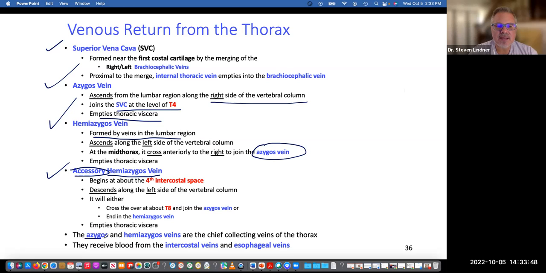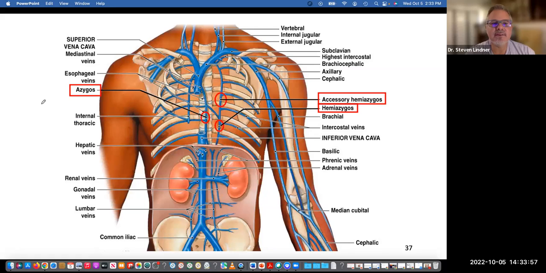The azygous and the hemiazygous veins are the chief collecting veins of the thoracic region. So the azygous, which is here, and the hemiazygous here, those are the chief ones, okay? So right there is the azygous, and then here is the hemiazygous, and then right here, this portion is the accessory. Okay, so the accessory is superior to the hemiazygous.